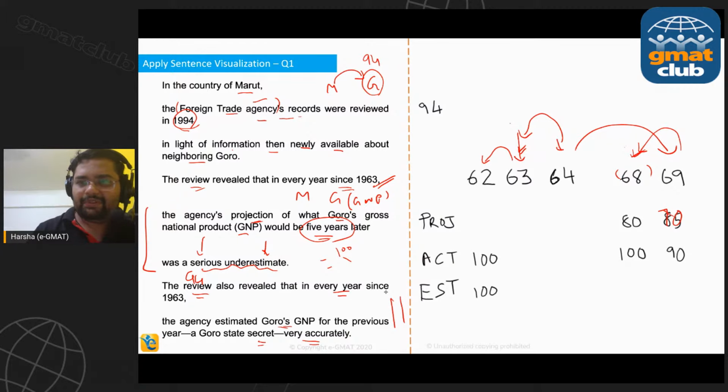Now, for example, we have also plotted out 1968. If the actual GNP in 1968 was 100, what will be this estimate? We know that it's very, very accurate. It's damn accurate. It has to be 100. Pretty accurate. We could say 99.8 or whatever it is. If this one was 90, this is also 90. So what you see here is how I visualized this information.